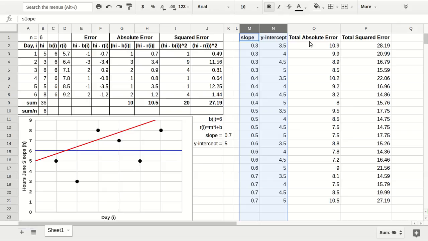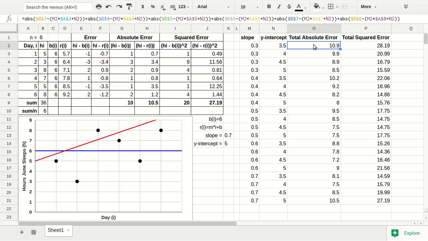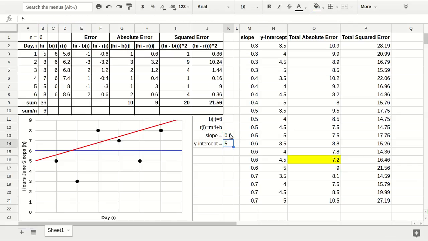So let's go ahead and look at our metrics now. The total absolute error. Let's find the smallest value. So we've got an 8.5, 8 is smaller, 7.5 is smaller, 7.2 is smaller. Okay, so 7.2 is the smallest. So the smallest total absolute error was from a line with a slope of 0.6 and a y-intercept of 4.5. And yeah, that looks pretty good. It almost hits 3 of the points. We've got 1 above and 2 below. I believe it. I think this looks like a pretty darn good line.